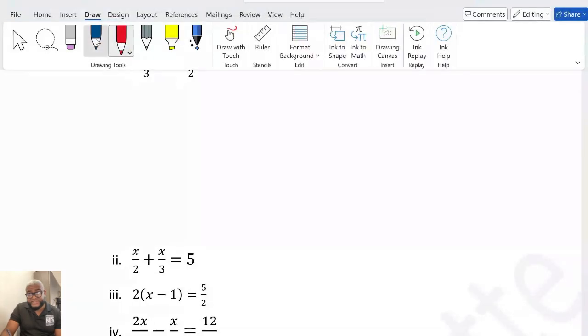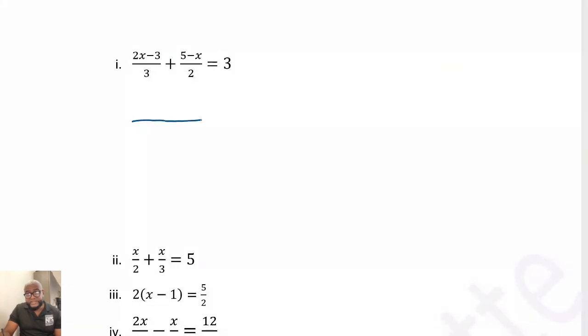So there'll be 6. 6 is my LCM. Watch, I put in 6 here. So let's go. 3 into 6 is 2. What am I multiplying that 2 by? The numerator. So it'll be 2 multiplied by the numerator, which is 2x minus 3. You're multiplying 2 by the numerator here.